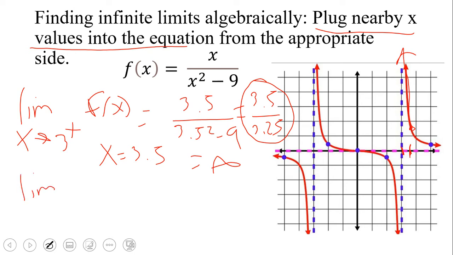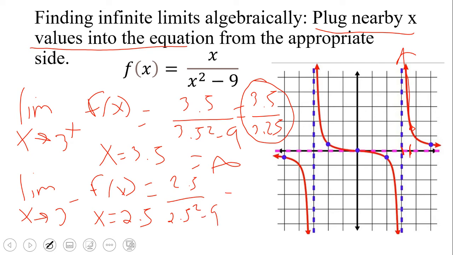Consider the opposite as you approach x from the left-hand side. So again, if you wanted to do this algebraically, you would choose a value of x close to 3, but from a left-hand approach, let's say 2.5. That would give you 2.5 over 2.5 squared minus 9. That would be 2.5 over negative 2.75.